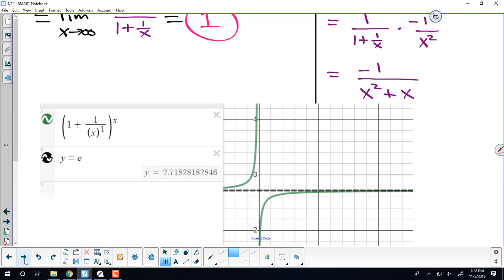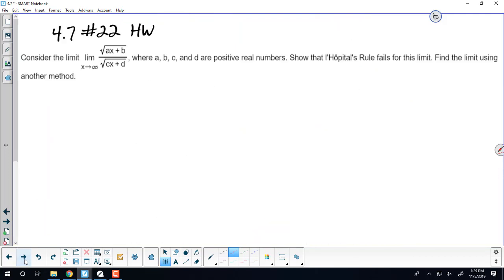All right, I think this is our last example. Two more. I do want to mention this problem from your homework, and then I'll have y'all attempt number 4. The function here is the square root of ax plus b over the square root of cx plus d, where a, b, c, and d are positive real numbers. They want you to show L'Hopital's rule fails for the limit, and then compute the limit using another method.